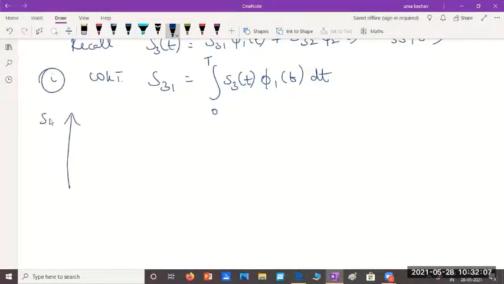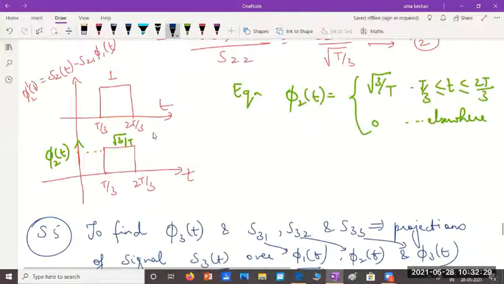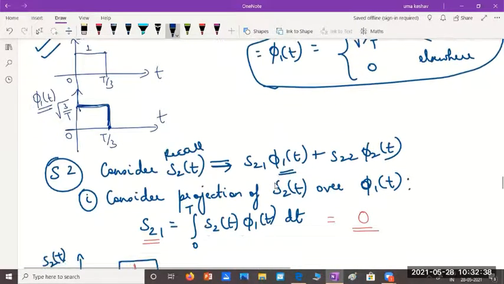S3 of t is like this. It has the value 1 in the range t by 3 to t. Now, what was phi 1 of t? How was phi 1 of t defined? Look at the waveform of phi 1 of t here. What did we have for phi 1? It exists in the range 0 to t by 3 and the value is root 3 by t.